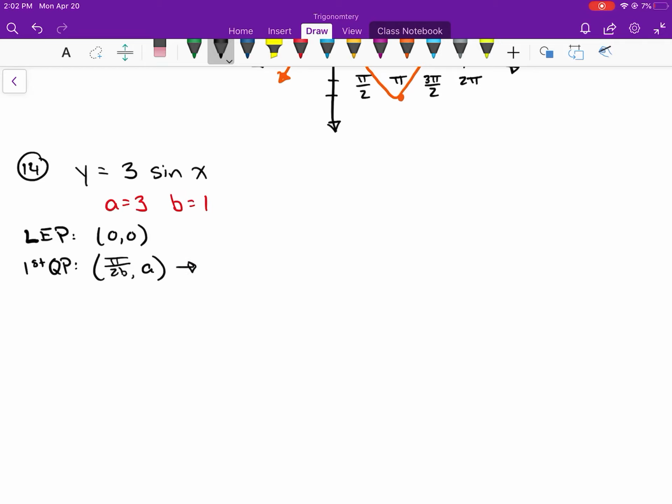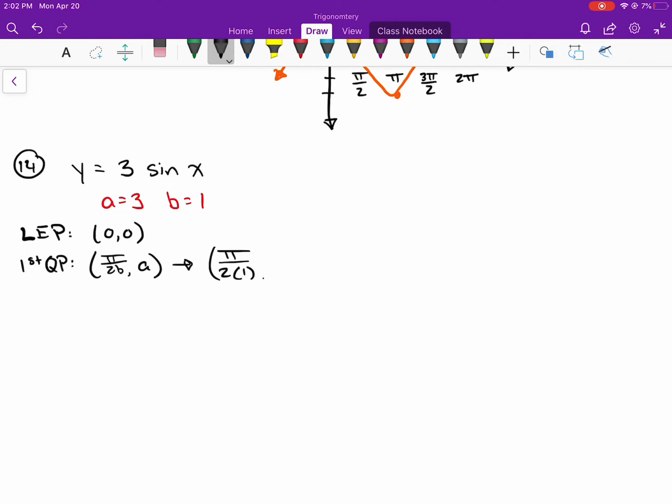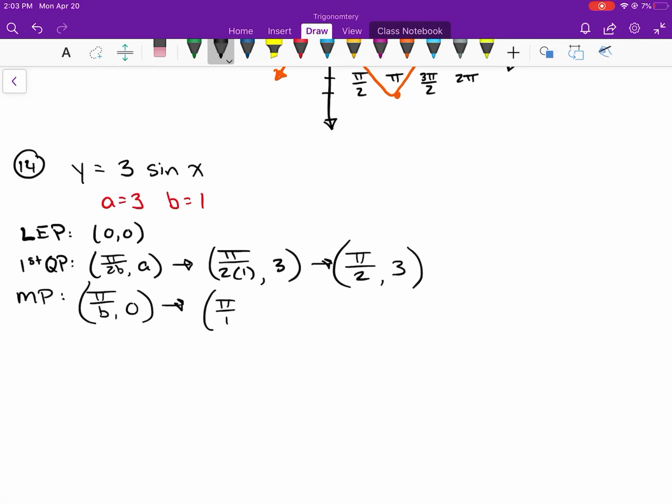So now I'll just move along and I'll plug in what I have. So pi, 2 times b is 1, and a is 3. Simplify. Pi, 2 times 1 is 2, and then 3. And then first quarter point's done. Now my midpoint is pi over b, 0. Substitute b in, which is 1, and 0. Simplify, because pi over 1 is just pi, and 0.